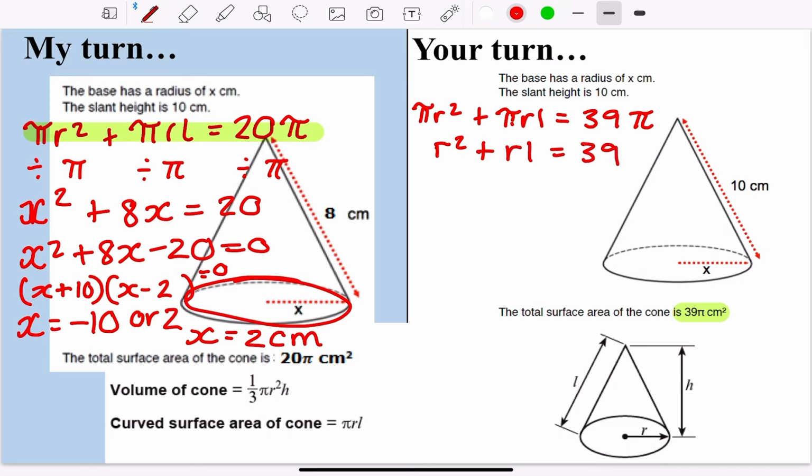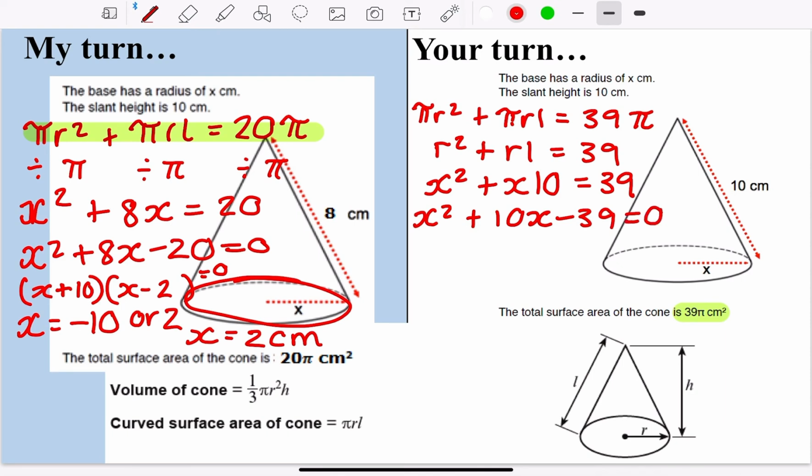Then I'm going to fill in what I know. So r is being represented by x. My length is 10, and that is equal to 39. I'm then going to rearrange it so it looks like our traditional quadratic: x squared plus 10x minus 39 is equal to 0. Then I'm going to factorise. You could use the formula here for the quadratic, however, be aware these could come up on a non-calculator paper, so you will need to remember your factorising skills.